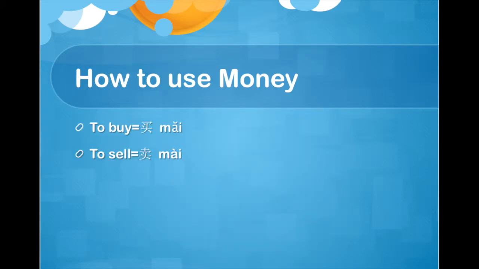And next, we're gonna learn how to use money. So in English, you say to buy or to sell, right? But in Chinese, we have the same pinyin but different tones. So here, it requires you to have very precisely correct pronunciation. To buy in Chinese is 买, third tone, 是第三声. And to sell in Chinese is 卖, fourth tone, 第四声.